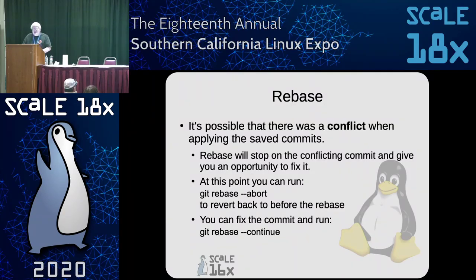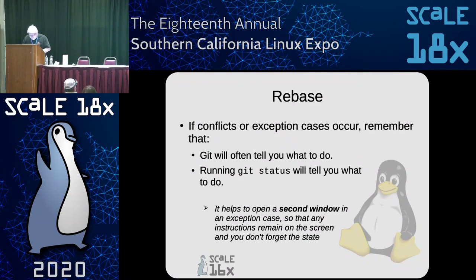Of course, this means you could come into conflict. Maybe you were modifying something that someone else did. In this case, rebase will stop and give you an opportunity to fix it. At this point, you can run git rebase --abort, which will cancel, and that basically reverts back to before your rebase attempt. Or you can fix the commit and run git rebase --continue.